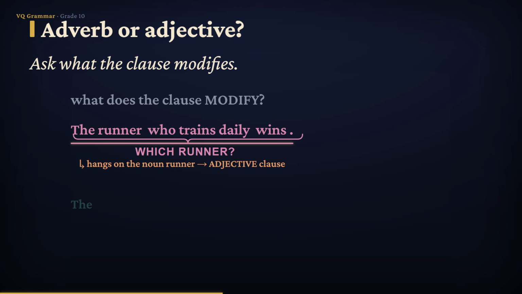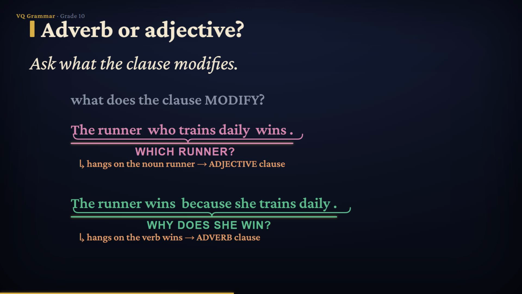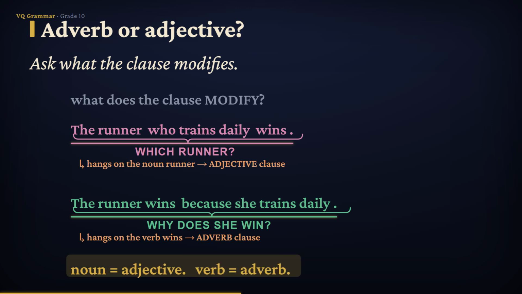Now look at this one. The runner wins because she trains daily. The clause because she trains daily doesn't describe the runner at all. It tells you why she wins. It hangs on the verb wins, so it is an adverb clause. So always ask what the clause is attached to. If it hangs on a noun, adjective clause. If it hangs on a verb, an adjective, or an adverb, adverb clause.